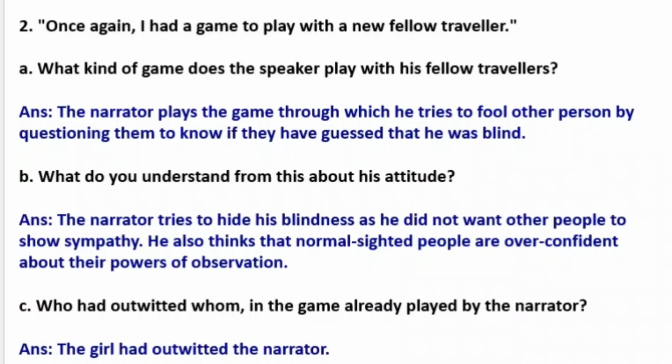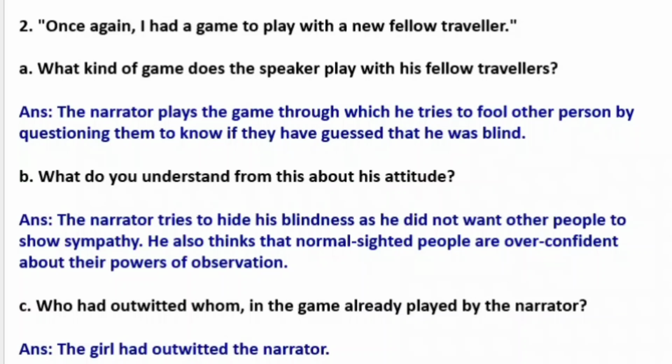Second one. Once again, I had a game to play with a new fellow traveler. A. What kind of game does the speaker play with his fellow travelers? Answer: the narrator plays the game through which he tries to fool other persons by questioning them to know if they have guessed that he was blind.